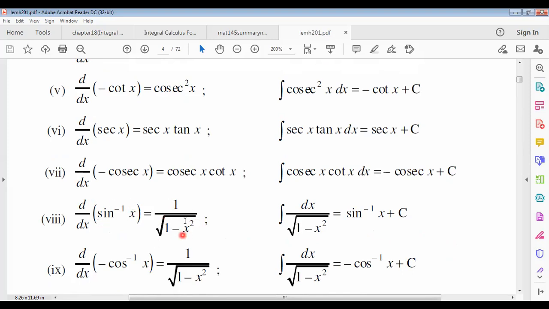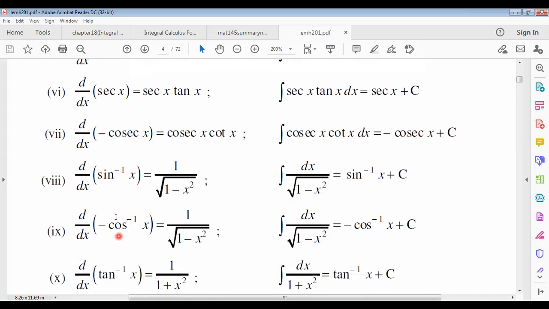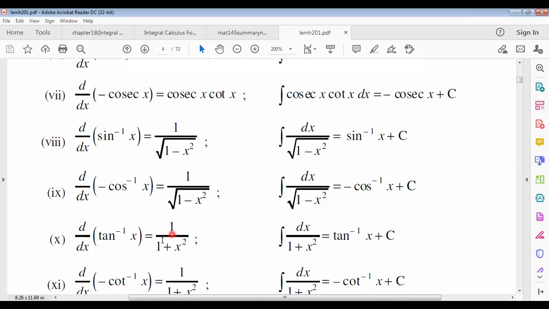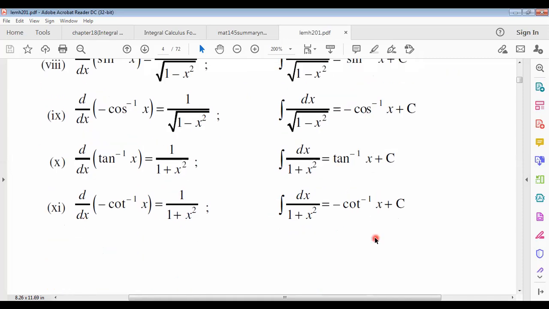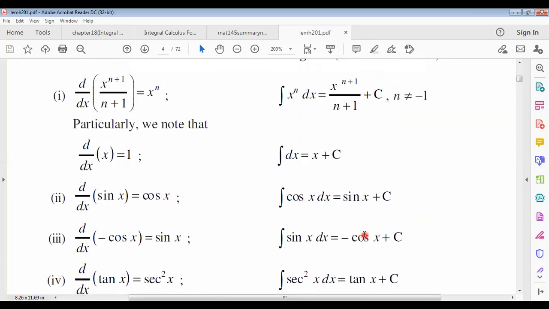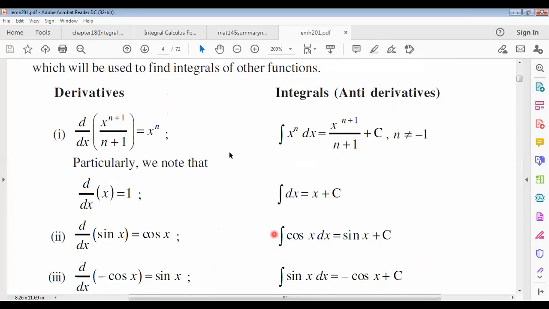1 by root over 1 minus x square. But integration of this will be sin inverse x. Similarly, the derivative of minus cos inverse x is 1 by root over 1 minus x square, so integration of this will be minus cos inverse x. Differentiation of tan inverse x is 1 by 1 plus x square, but integration of this one will be tan inverse x. Okay, so there are 11 important formulas of differentiation, derivatives and antiderivatives.